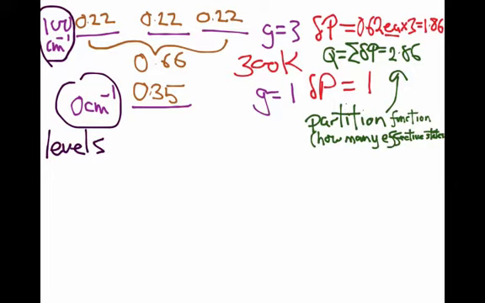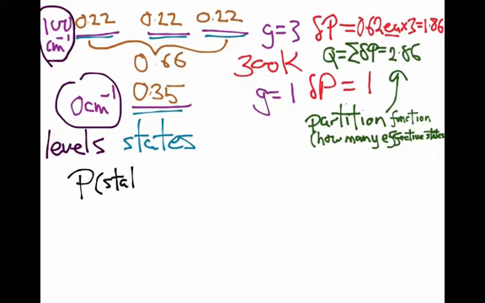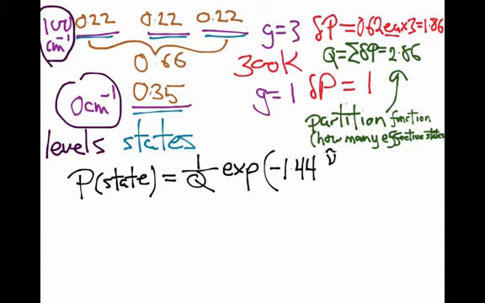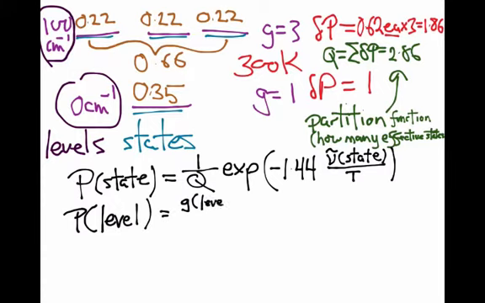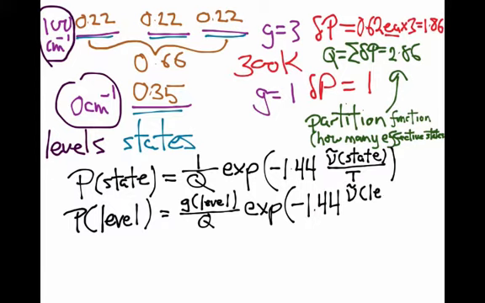The total, including that degeneracy, those are the energy levels, and these individual states are the individual lines I've drawn here. So the probability that any given state is occupied in general is given by 1 over this partition function times e to the minus 1.44 times the wave number energy of that state divided by temperature. The probability that any level is going to be occupied is given by the degeneracy of that level divided by the partition function times e to the minus 1.44 times the wave number energy of that level divided by temperature.